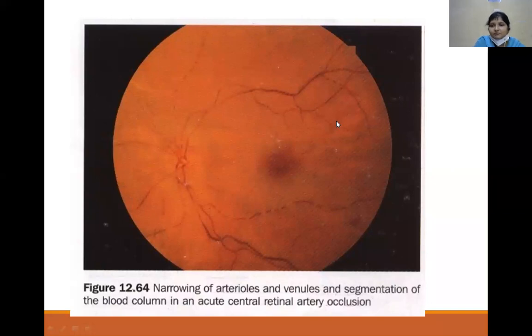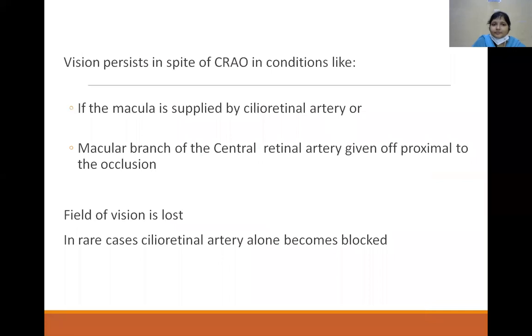This is an important PG question for you. In some conditions, in spite of central retinal artery occlusion, vision will be retained. So what should we suspect in such cases? We must think that the macula is supplied by a central cilioretinal artery, or the macular branch of the central retinal artery might be given off proximal to the occlusion.